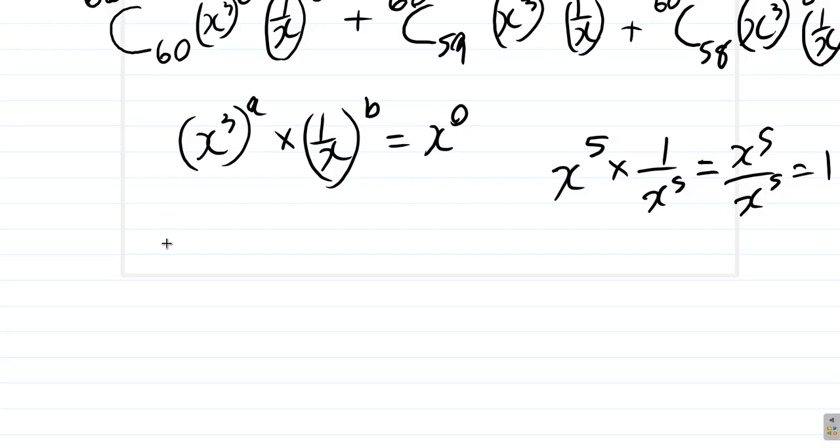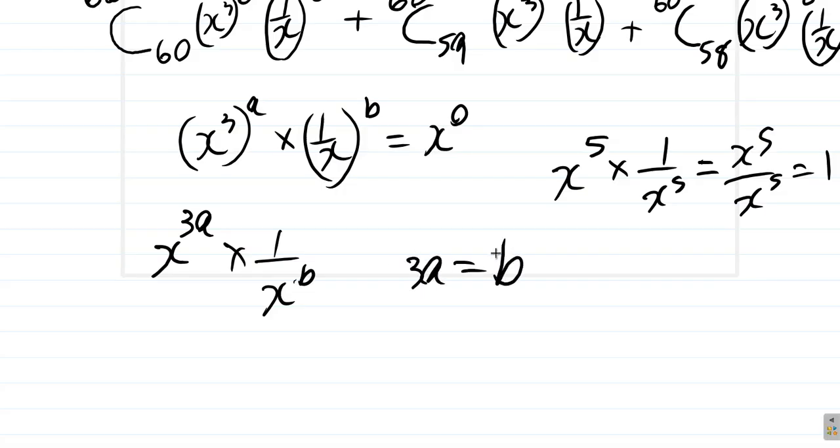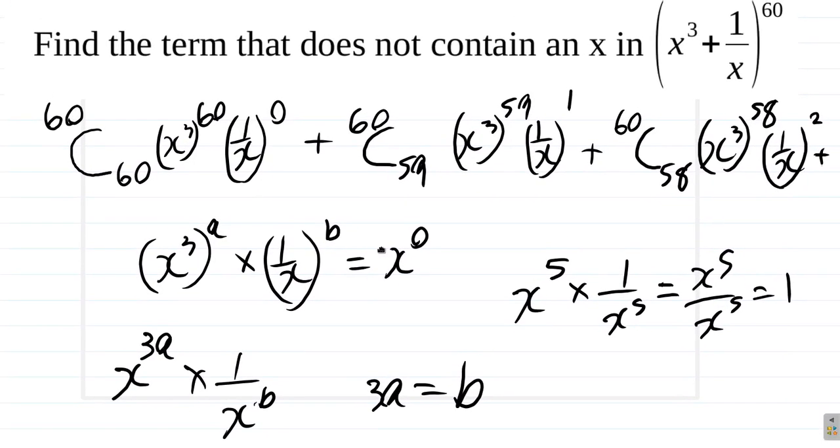Now let's see something here. If we expand the bracket here, it will be x to the 3a times 1 over x to the b. This will be 1 to the b, but it's just 1. So it's x to the b. So just like how the 5 and 5 here must be equal, the 3a and the b must be equal. So in this case, 3a is equal to b. See that? Alright. Now what's going to happen here? 3a is equal to b.